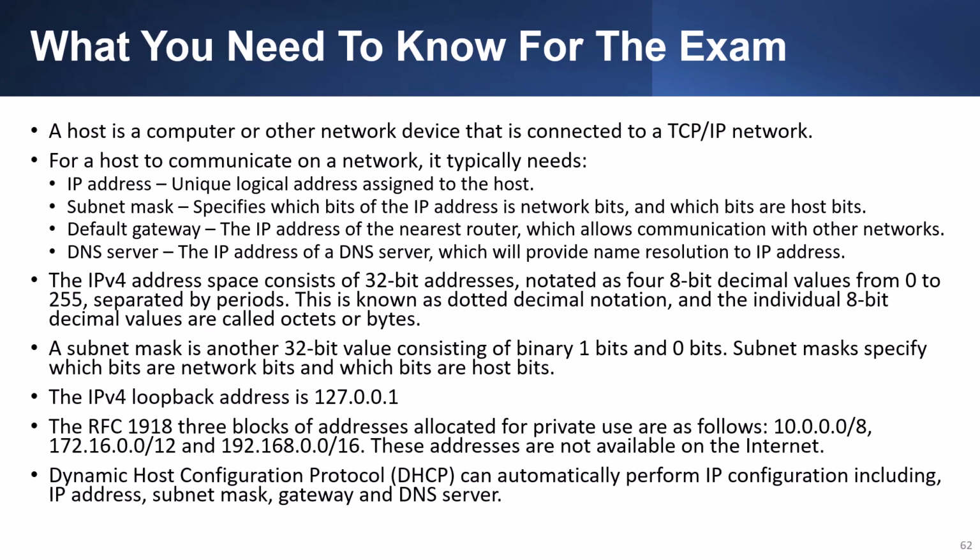The 3 blocks of addresses allocated for private use are as follows: 10.0.0.0/8, 172.16.0.0/12, and 192.168.0.0/16. These addresses are not available on the internet. Dynamic Host Configuration Protocol, or DHCP, can automatically perform IP configuration, including IP address, subnet mask, gateway, and DNS server.